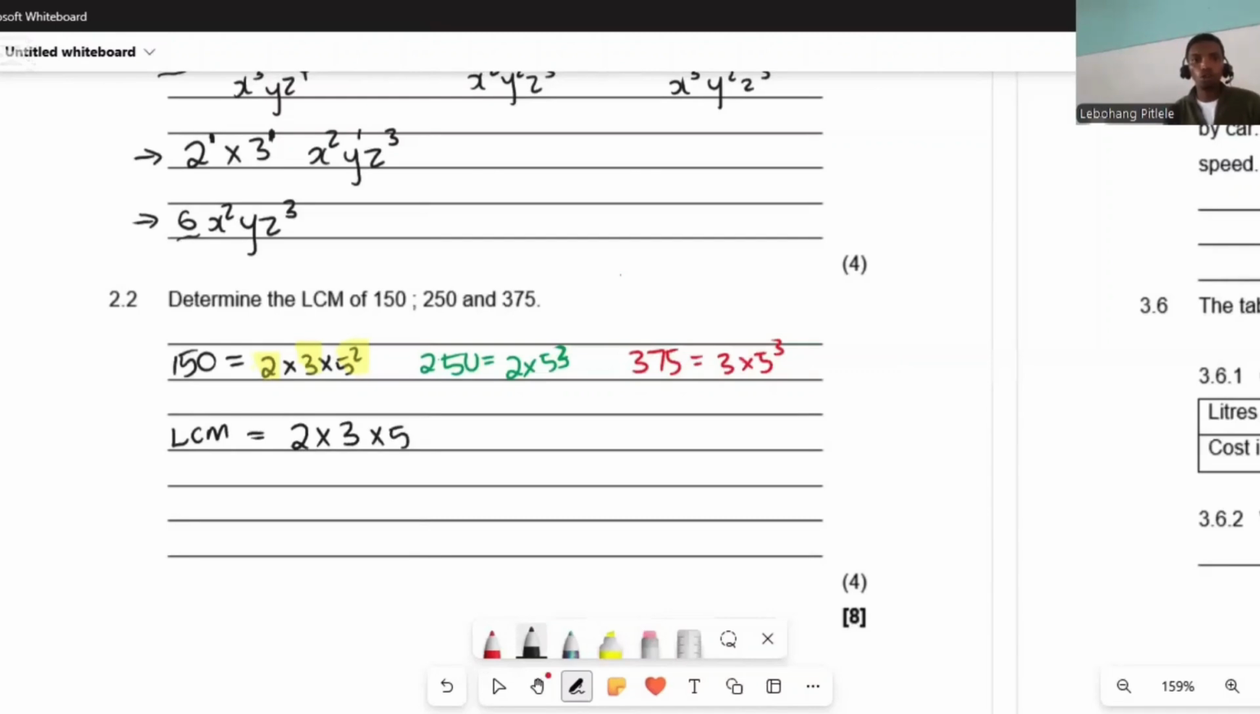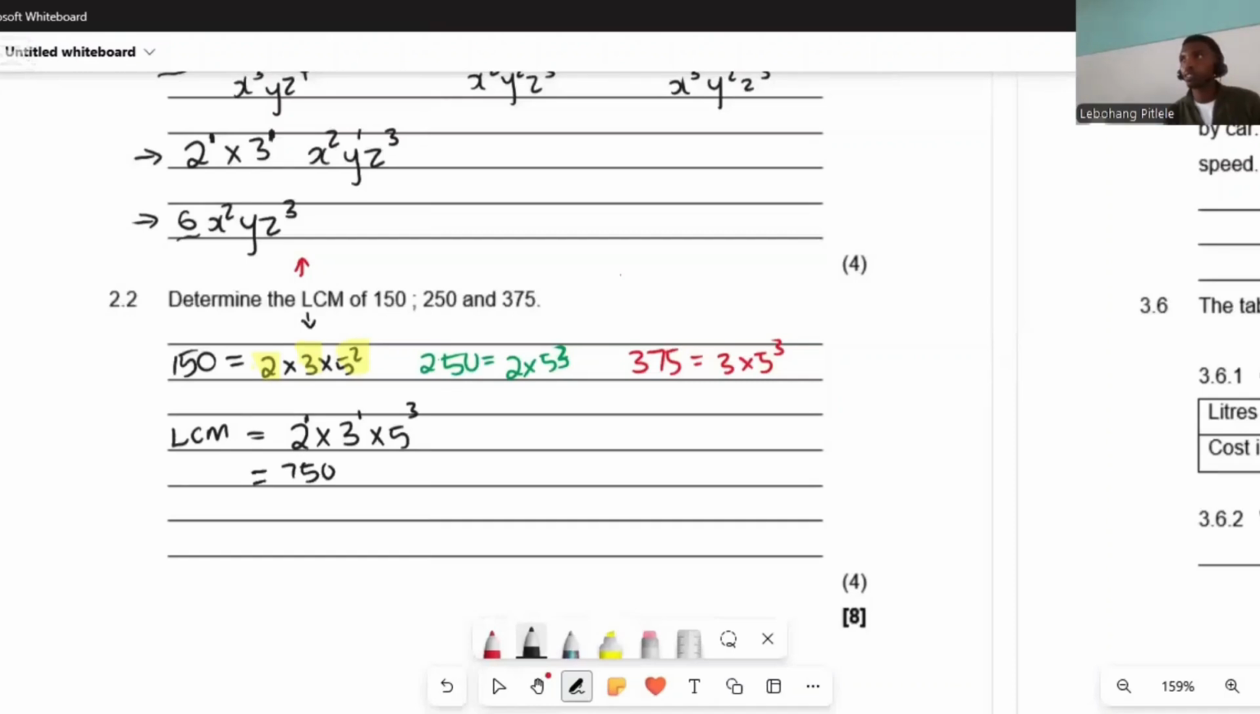Because it's the lowest common multiple, we're now going to look for the highest exponent. The highest exponent of 2 is how much? 1. The highest exponent of 3? 1. The highest exponent of 5? 3, it's cubed. And then you put this in the calculator. How much do you get? 750.